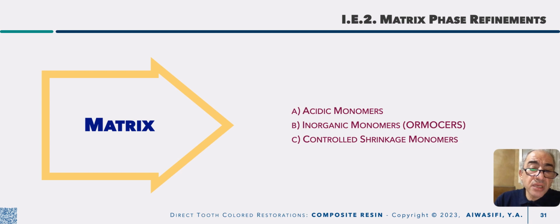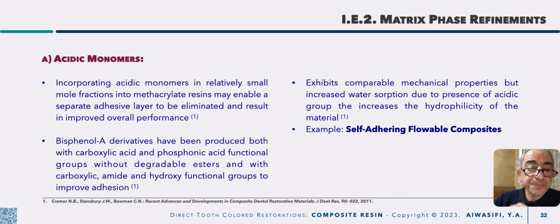For the matrix phase, first of all, they added acidic monomer, then they changed the monomer type into an inorganic one, then they invented what is called controlled shrinkage monomer. Acidic monomer is a bisphenol A derivative that has been produced with both carboxylic acid and phosphonic acid functional groups without degradable esters. Never mind about this composition, you are not in need to remember it.